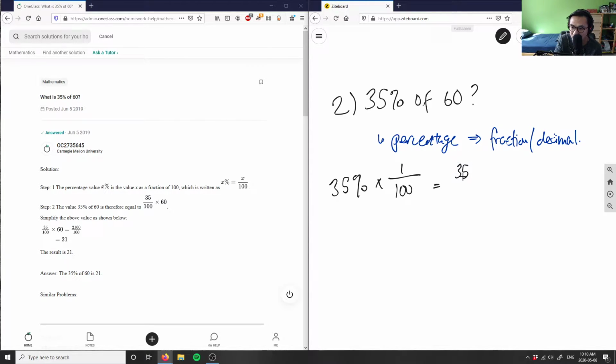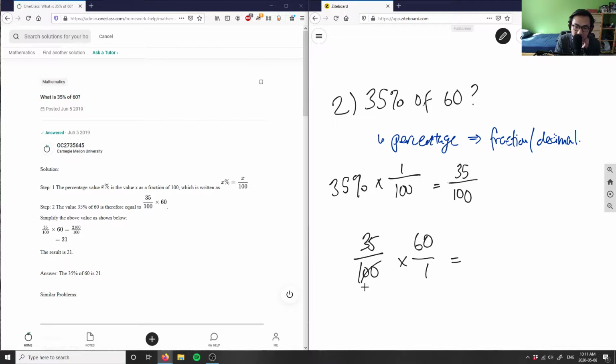So this 35% in fraction is obviously 35 over 100, and I can always reduce this to lowest terms, but in this case it's not needed because it's not my final answer here. So 35% as a fraction is 35 over 100. Again, percentages are always just a number divided by 100. And then simply you're going to take 35 over 100 multiplied by 60, right? I can say 60 over 1 here, or multiplied by 60.